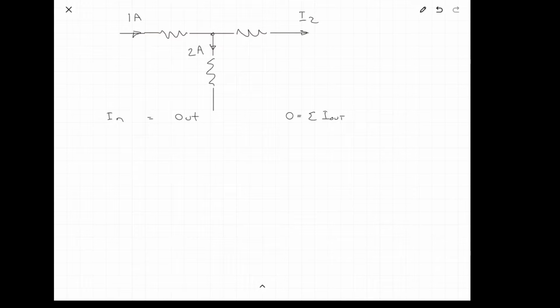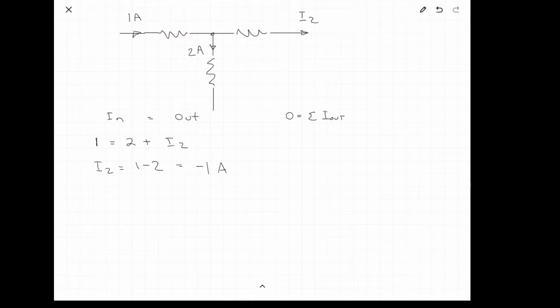So to start off, I'm going to solve Kirchhoff's current law for this problem in two different ways. First up, I'm going to say in equals out. So everything on the left-hand side of our equal sign will be an in, and everything on the right side will be an out. On the left, we have 1 amp going in, and we've got those two going out. So we have 1 equals 2 plus I2. That means I2 equals 1 minus 2, which equals -1 amp.